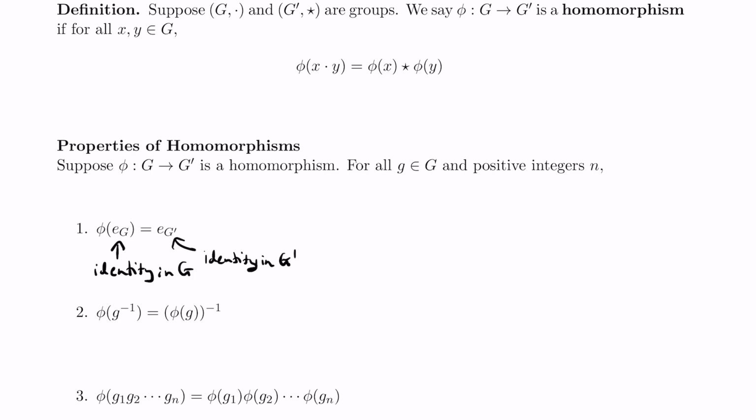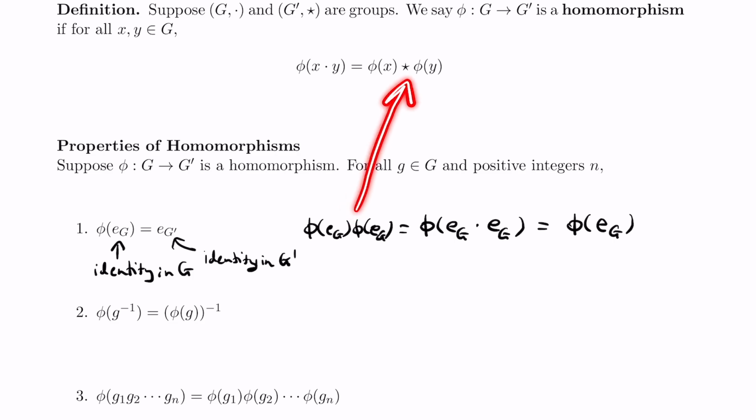So we observe that we can look at phi of the identity element dot itself. On the one hand, the identity times itself is the identity, so this should be phi of the identity element. On the other hand, this should be the product of phi of the identity element and itself, because phi is a homomorphism. So we have this equality that phi of e_G times phi of e_G is phi of e_G itself. Now here when we say times, we actually mean star. Should be careful of that.